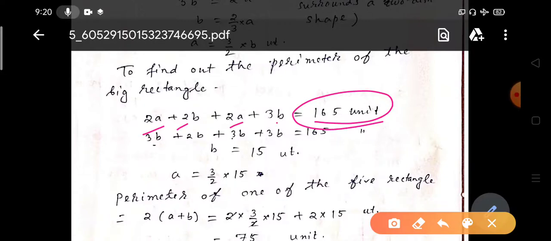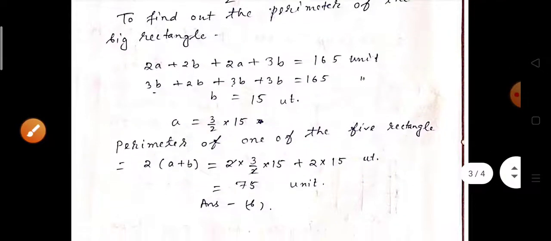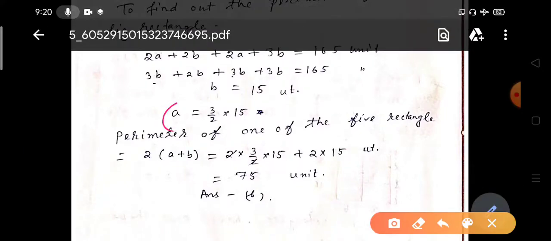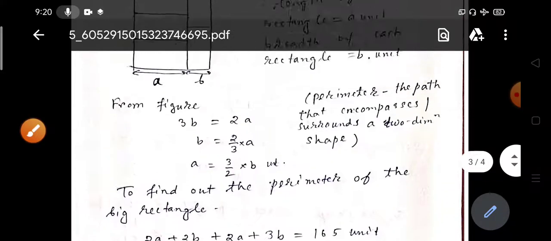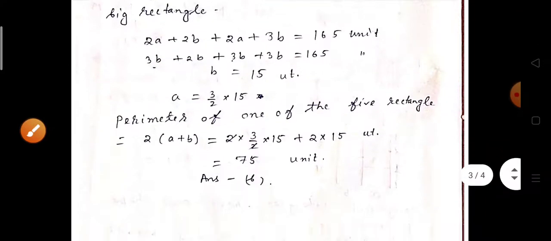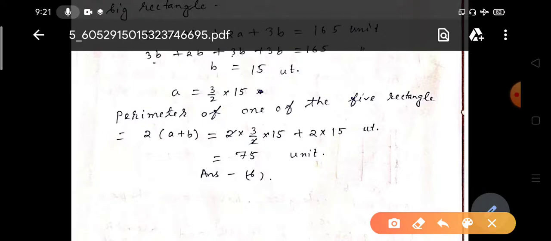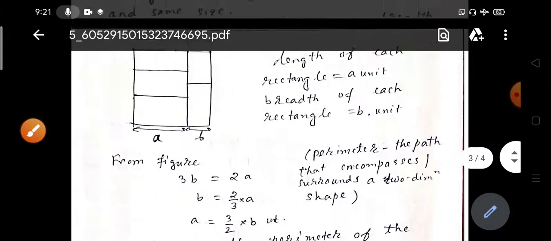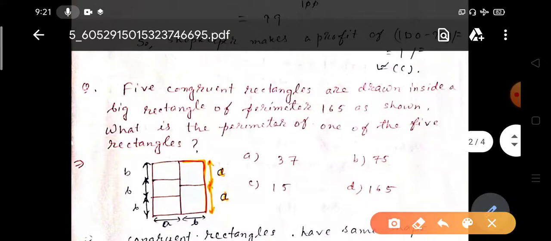And you put the value of a in terms of b, so that you find the value of b as 15 units, and a will be 3 by 2 into 15. The perimeter of one of the five rectangles, let us take this one rectangle, has length a and breadth b, so the perimeter will be 2a plus 2b. So you find the value of 2a plus 2b, that is 75. So the answer is option 75.